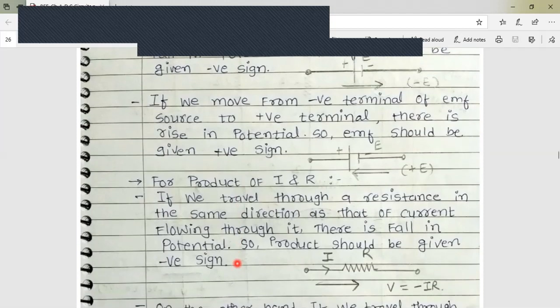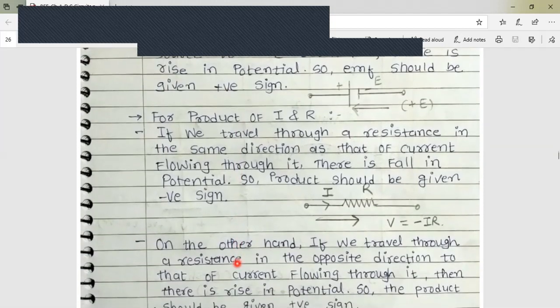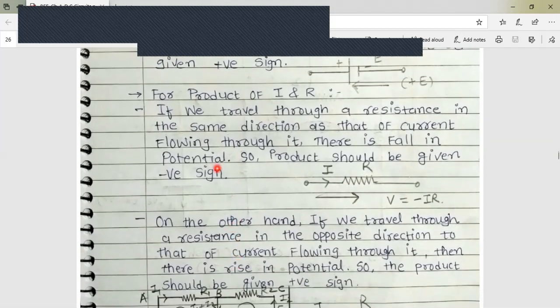Now, see here. If we travel through a resistance in the same direction as that of the current flowing through it, there is a fall in potential. So the product should be given a negative sign. See here, if we are going in the same direction as the current flowing through that resistance, then the voltage is given by minus IR.